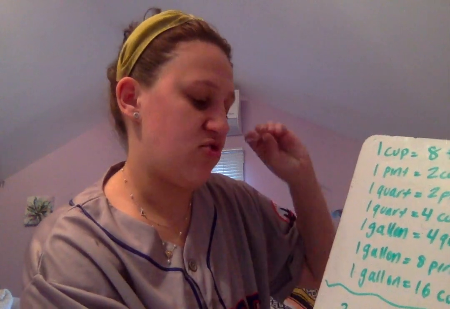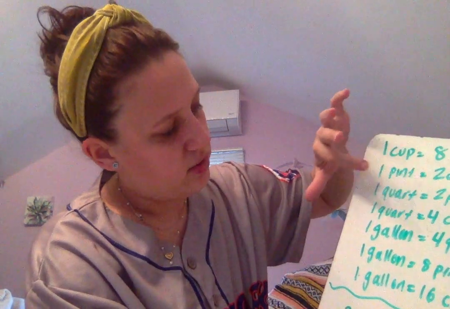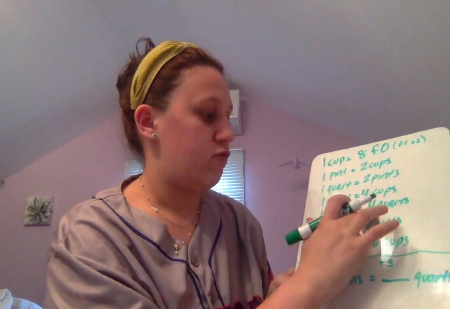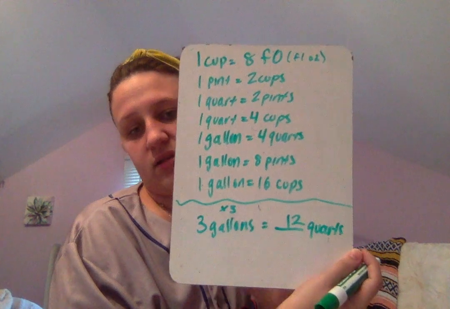Let's do another one. 3 gallons equals how many quarts? All right, again, we have to match up both. So I look for gallons. And there's quarts right there. Okay, how do I go from 1 to 3? I times 3. What do I do to the other side? Same thing, times 3. So there's 4 quarts in a gallon. So 4 times 3 is 12. Remember, what you do to one side, you do to the other side. That's all you have to do for this.